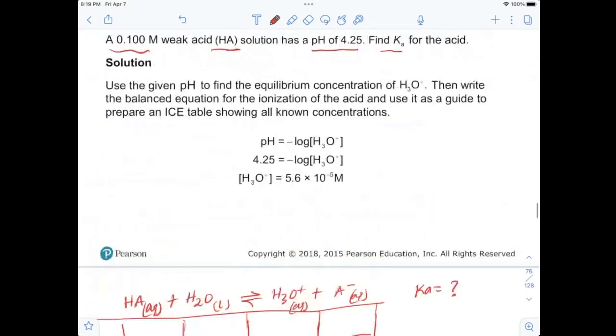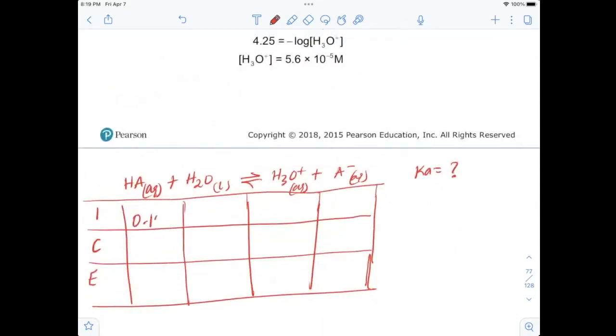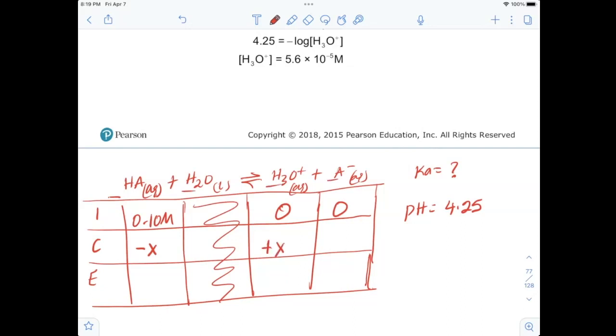What was the initial amount again? 0.10 molar. And they gave us the pH, 4.25. We know how this goes, right? This here, we're not going to use that. Initial amount of these is 0 because nothing has happened yet. And then for right now, our placeholder is going to be X. Based on stoichiometry, it's 1 to 1 to 1, so X of this reacts, X is going to form here, X is going to form here. This is going to be X, this is going to be X, this is going to be 0.1 minus X.